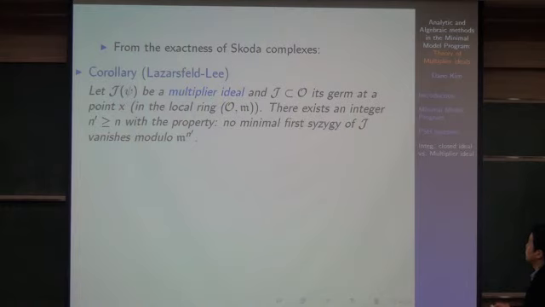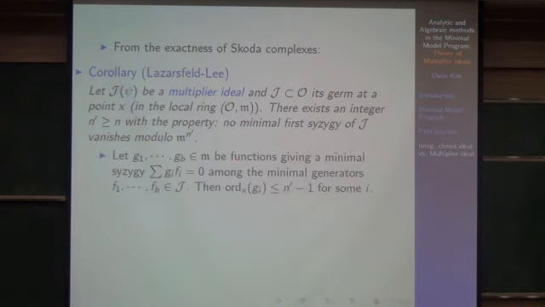The special property is that when you look at the minimal first syzygy of this ideal J, which is actually the germ of the usual multiplier ideal in the local ring, it's not vanishing modulo m to the power n prime. This means that when you have these G1 through Gp giving this syzygy, which is the relation between the generators Fi, the order of Gi at the point x is less than n prime minus 1 for some i. So such an n prime exists. That's the corollary coming from this paper of Lazarsfeld and Lee.